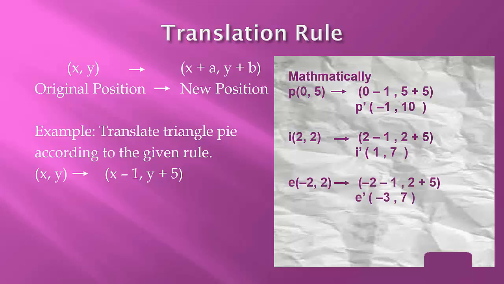And we do the same for E. The ordered pair started at (-2, 2). So we plug a -2 in for x. -2 - 1 becomes -3. And we plug a positive 2 in for y. 2 + 5 becomes 7. So our new position, E prime, our solution would be (-3, 7).